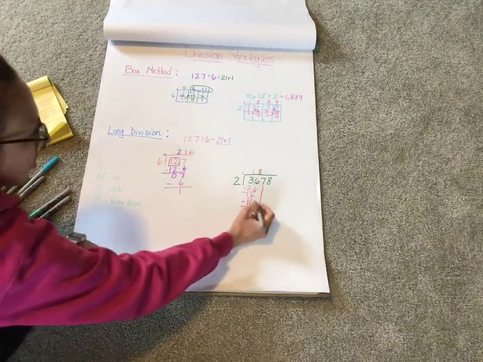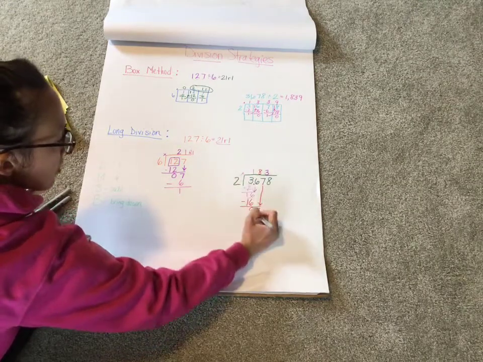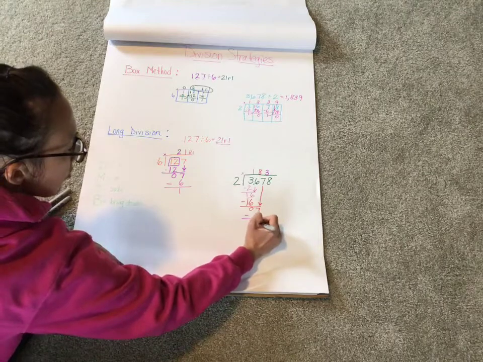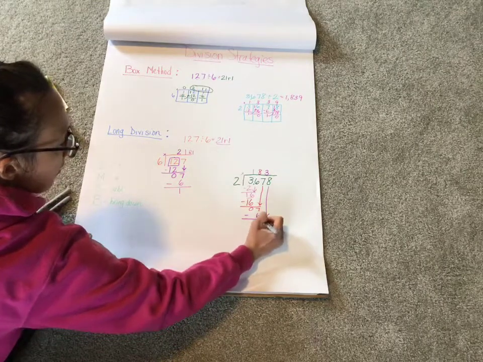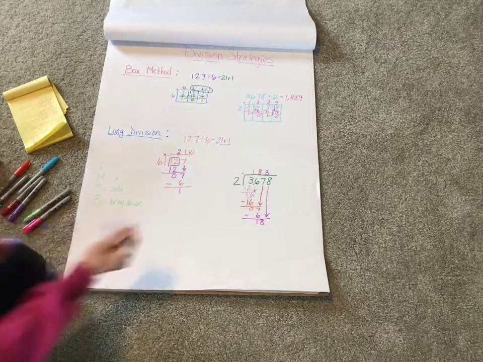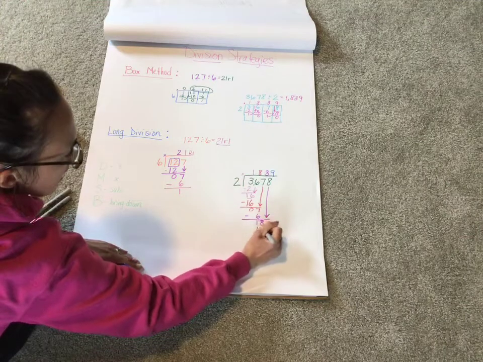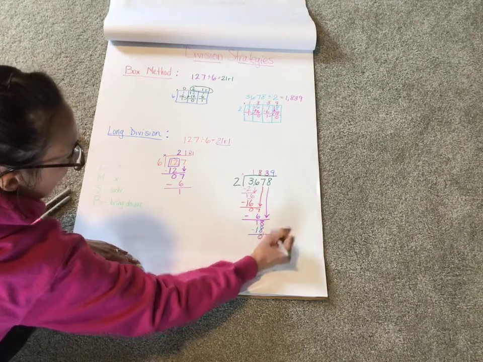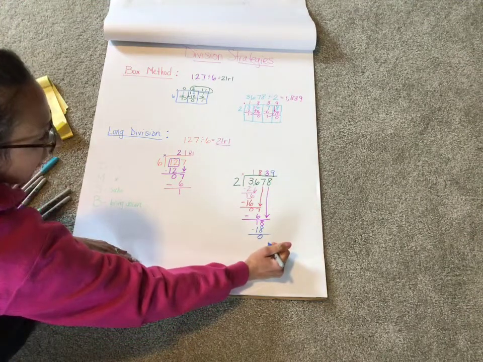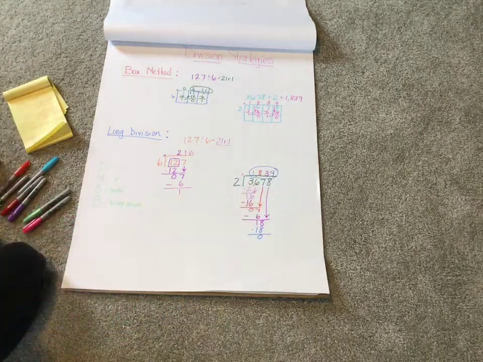7 divided by 2, or how many 2's in 7, is 3. 3 times 2 is 6. Subtract, bring down. And then 2 can go into 18 9 times. 9 times 2 is 18. Subtract, nothing left to bring down, no remainder. So my answer is 1,839.